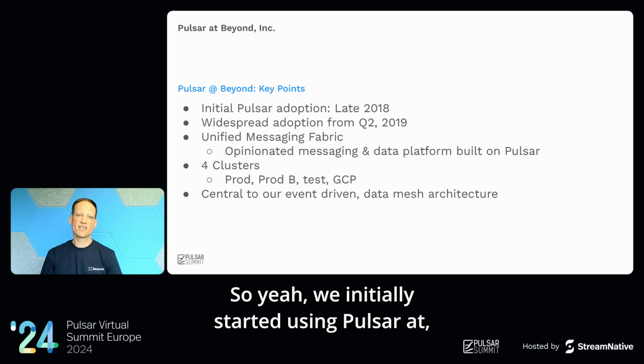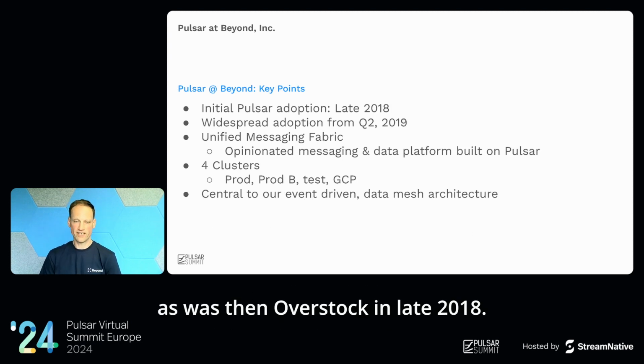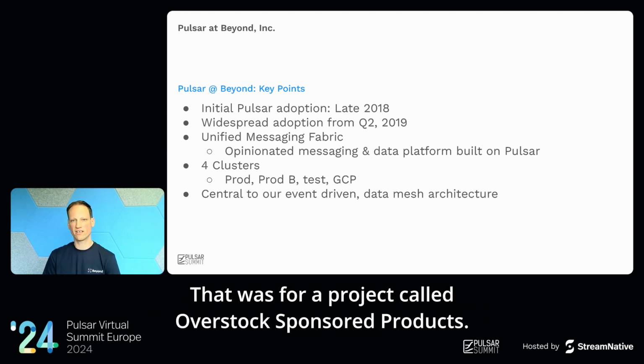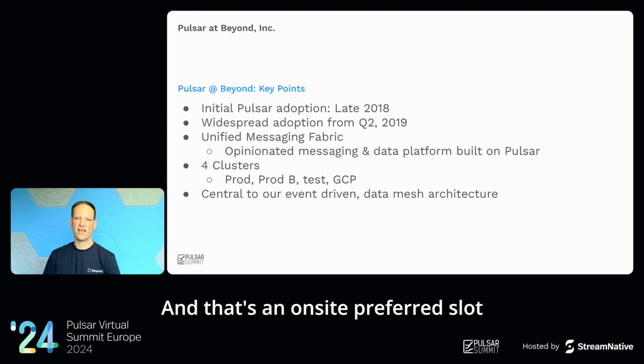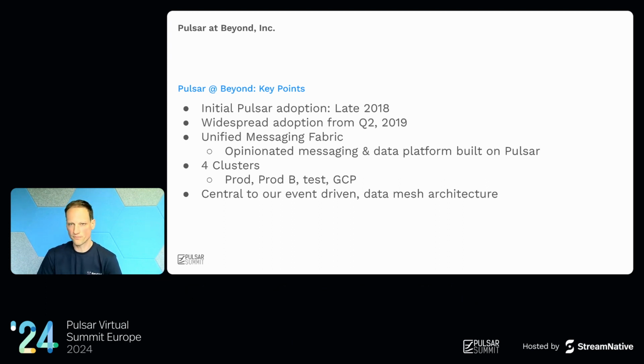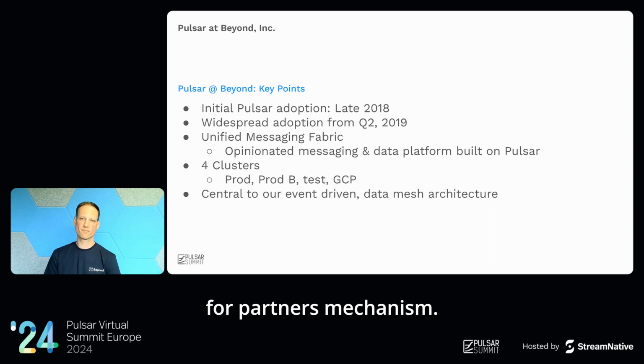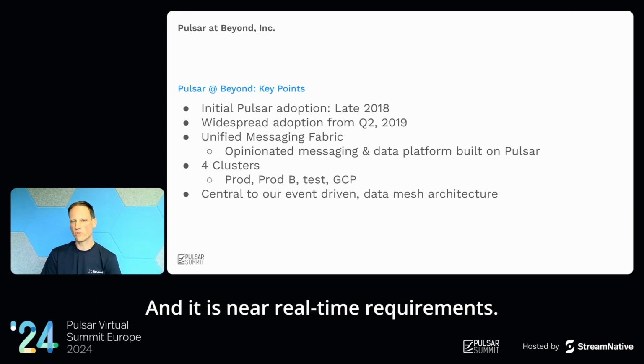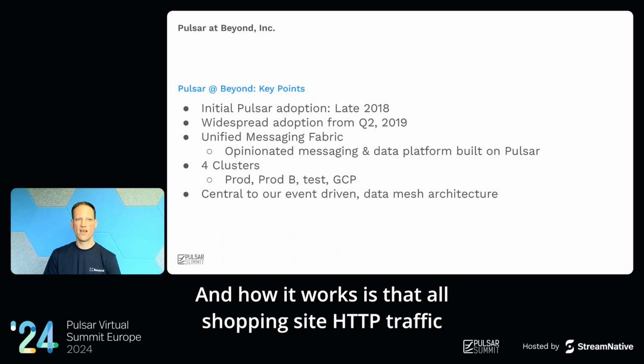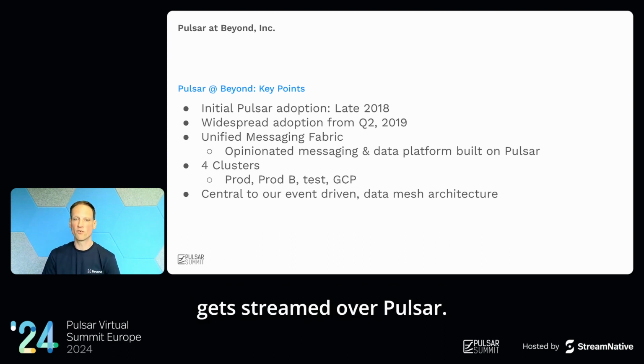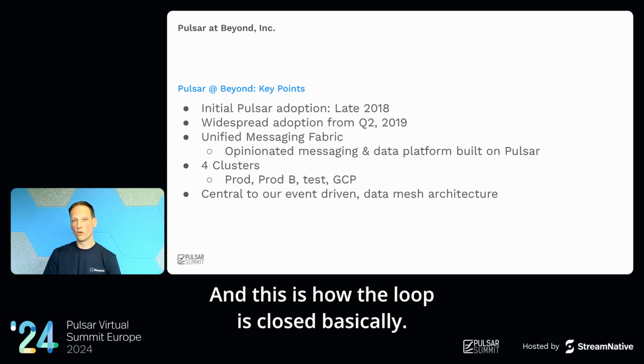We initially started using Pulsar, as was then Overstock, in late 2018. That was for a project called Overstock Sponsored Products. That's an on-site preferred slot for partners mechanism, and it has near real-time requirements. How it works is that all shopping site HTTP traffic gets streamed over Pulsar. And this is how the loop is closed, basically.